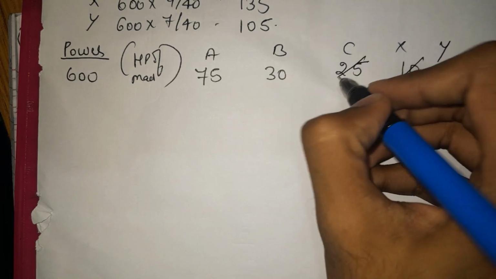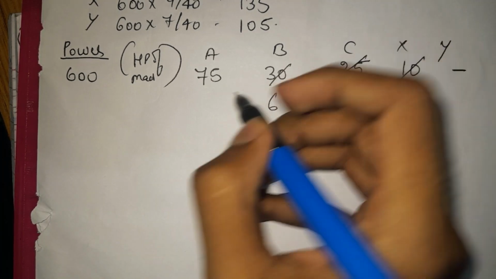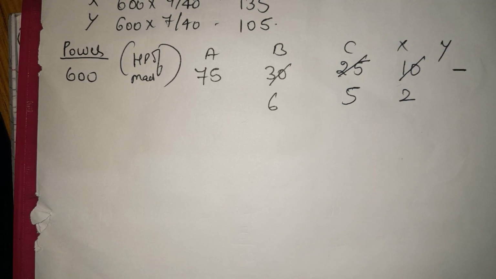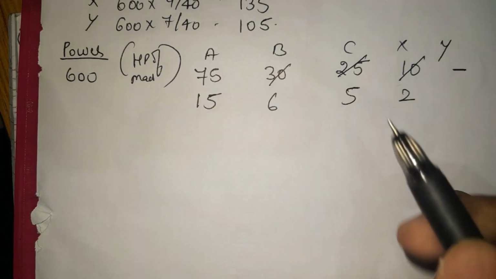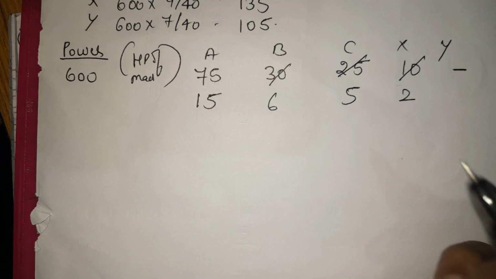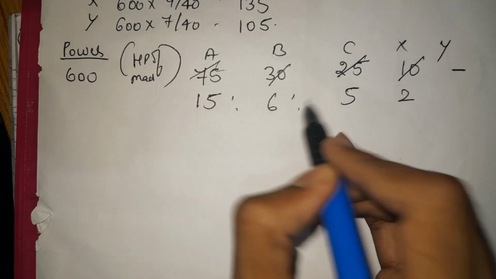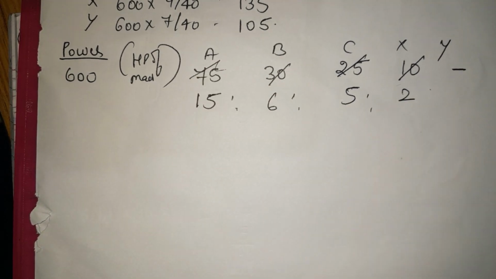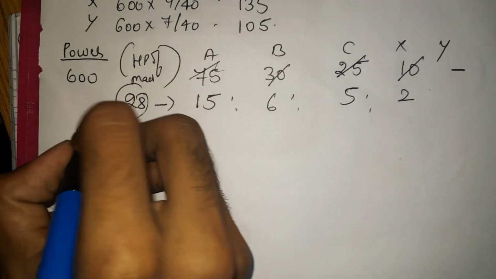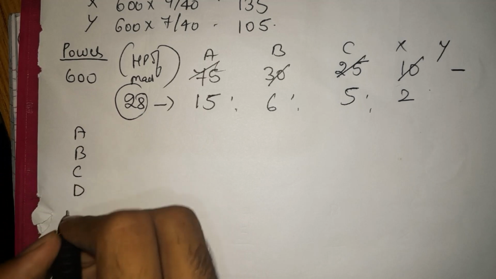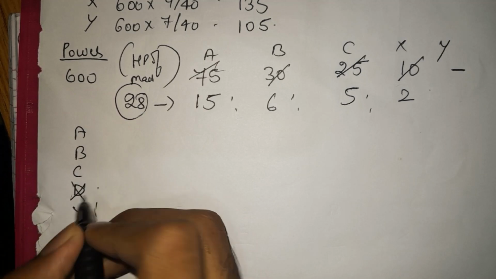So 5 2s are 10, 5 5s are 25, 5 6s are 30, then 5 15s are 75. So it will be 15 is to 6 is to 5 is to 2. So 15 plus 6 plus 5 plus 2 will be 28 is the ratio. So A department, B department, C department, X department and Y department.